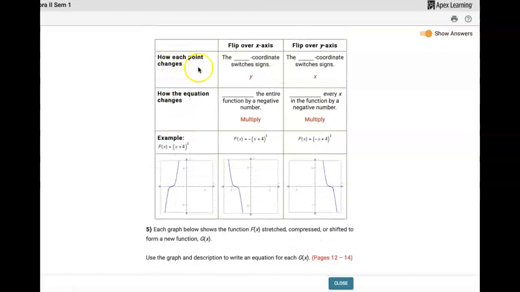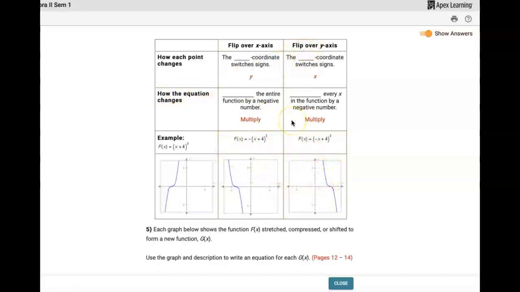So how that changes each point, if we flip across the x-axis here, the y coordinate switches signs, right? Okay, so if we're going across this x-axis, the y coordinate will flip. All right, if we flip across the y-axis, that would be this guy, we're flipping this way. All right, and how that changes, okay?